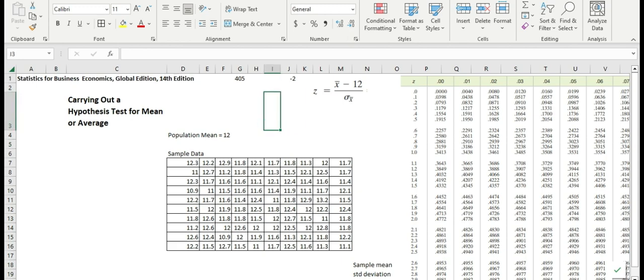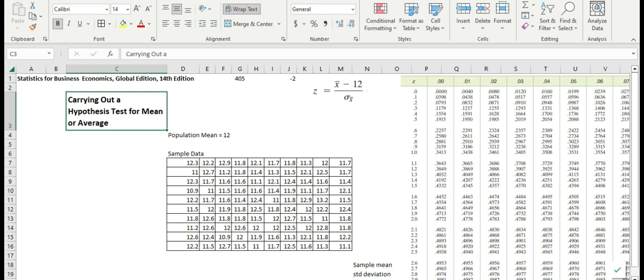Right. Here we are again. We're going to simplify statistics using Excel again. We're here to carry out a hypothesis test for a mean or average.